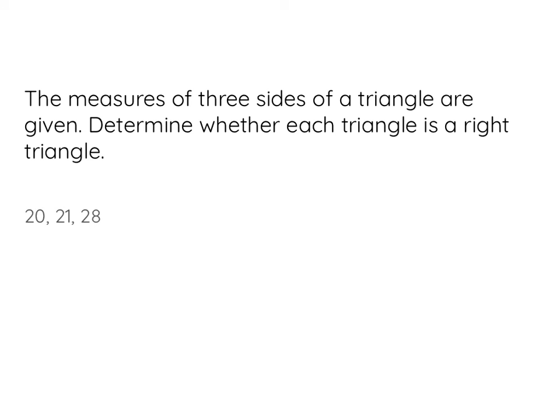Okay, so the measures of three sides of a triangle are given. Determine whether each triangle is a right triangle. So here, all we're doing is determining if it's a right triangle. So all I have to do is say, does 20 squared plus 21 squared equal 28 squared? Remember, the biggest value is always C. The other two, it doesn't really matter which one we take as A, which one we take as B. The biggest number is the one that matters, and that is always C.